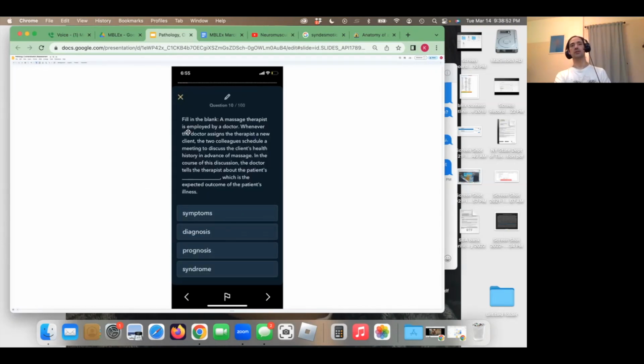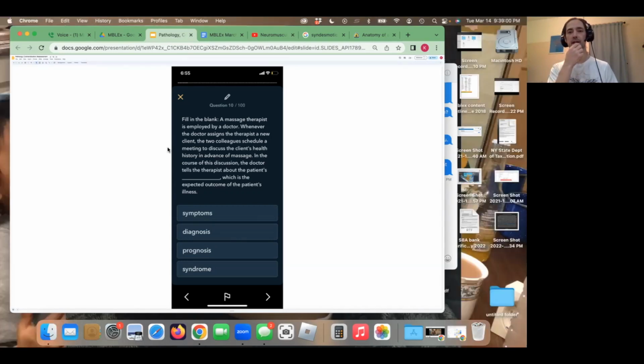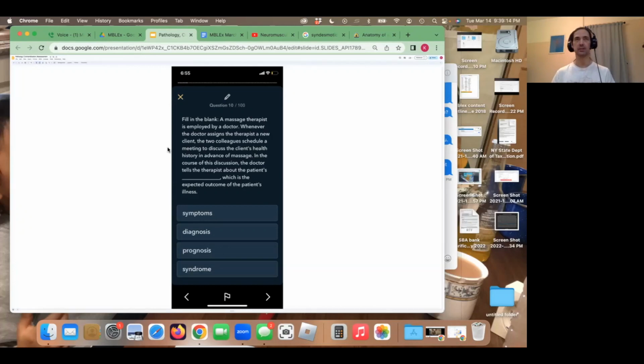Fill in the blank. A massage therapist is employed by a doctor. Whenever the doctor assigns the therapist a new client, the two colleagues schedule a meeting to discuss the client's health history in advance of massage. In the course of this discussion, the doctor tells the therapist about the patient's what, which is the expected outcome of the patient's illness. Symptoms, diagnosis, prognosis, or syndrome?